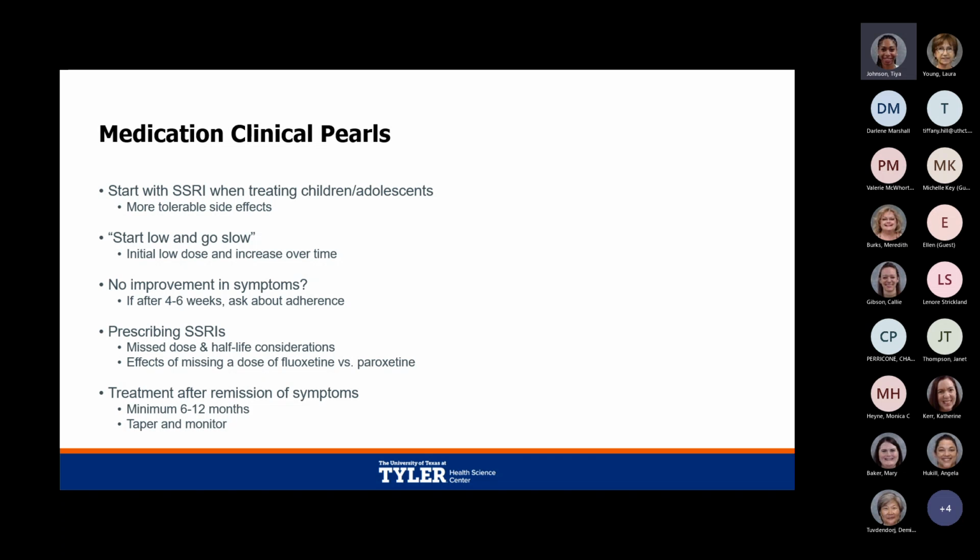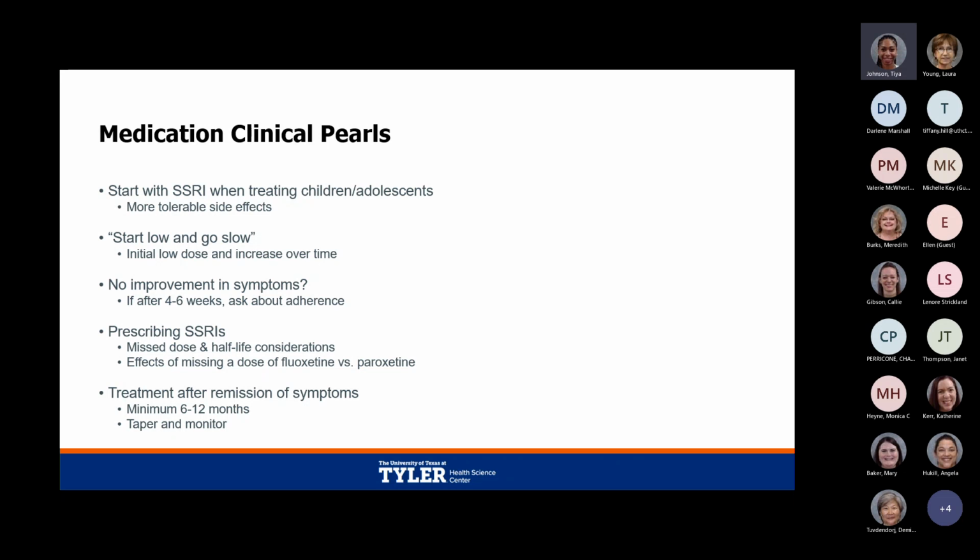Now, regarding clinical pearls with the medications, like I started off, in general, we start with the SSRI class of antidepressants when treating children and adolescents, because they have a more tolerable side effect profile. When starting with the antidepressants in children and adolescents, utilize the start low and go slow mantra. So start with a low dose first to decrease the risk of side effects, and then slowly increase over time. Again, increasing every 4 to 6 weeks. When patients say that they do not have any improvement in their depressive symptoms after 4 to 6 weeks, like I talked about in the last slide, be sure to ask if they are taking their medication every day.